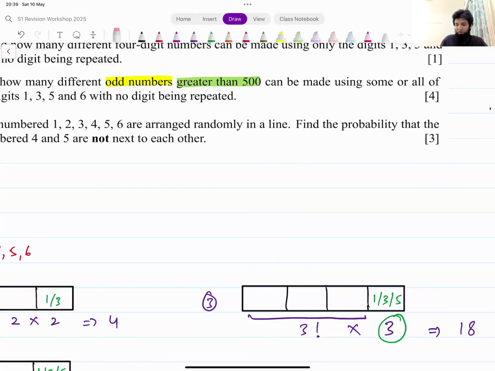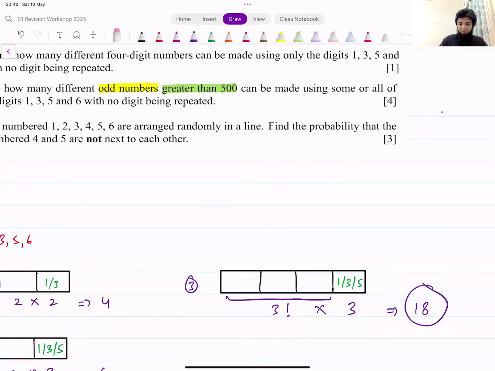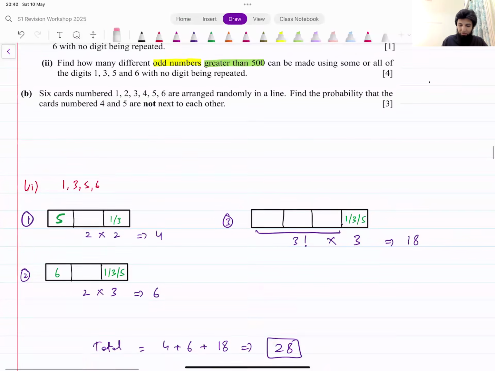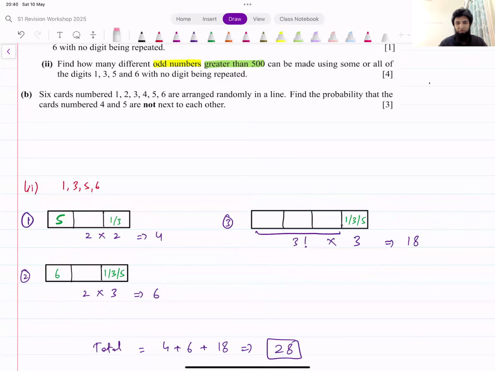And then once we have done that, for the remaining 3 boxes, we've got 3 digits, 3 boxes. That's 3 factorial, or you could say one of them has 3 ways of filling, the other has 2, and the other has 1. That's 3 into 2 into 1. That's equivalent to 3 factorial. And that gives us 18. Add all of them up, because it could either be this case or this case or this case. There's an or between these cases. We add all of them up and get the total result from that.